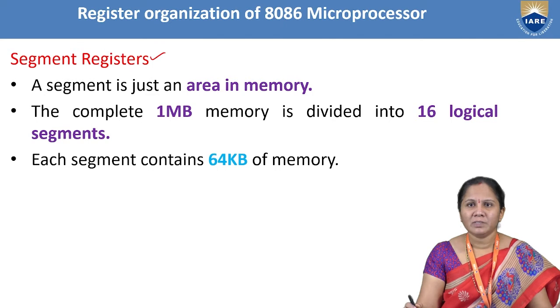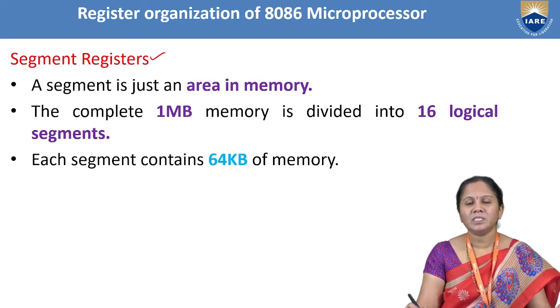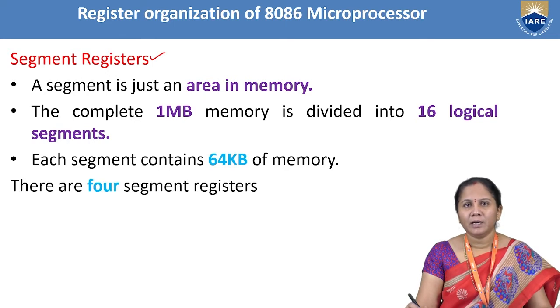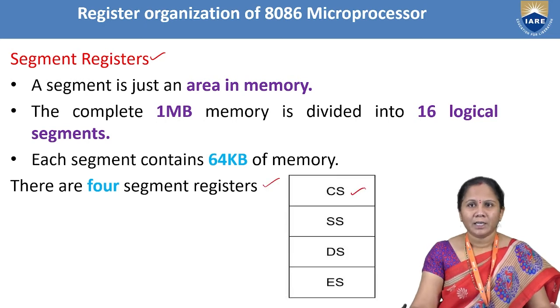First, we have to know what is meant by a segment. As we know, the physical memory size of the 8086 microprocessor is 1 MB. Since the 8086 microprocessor supports the segmented memory concept, that 1 MB memory is divided into 16 logical segments and each segment size is 64 KB. So each segment contains 64 KB of memory.